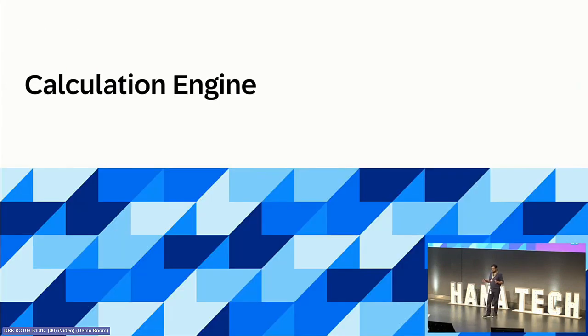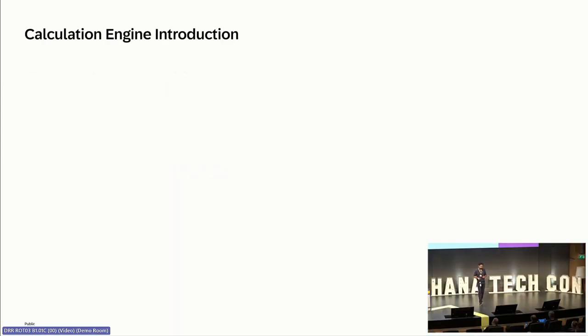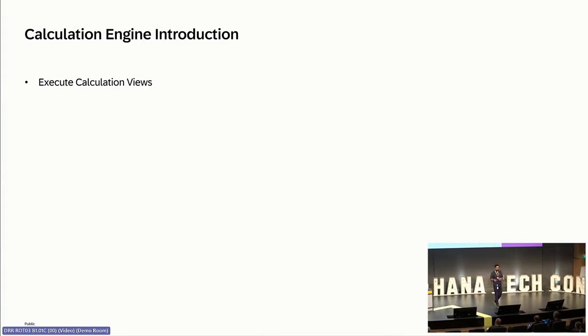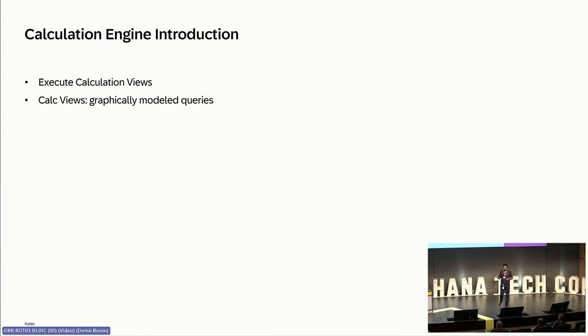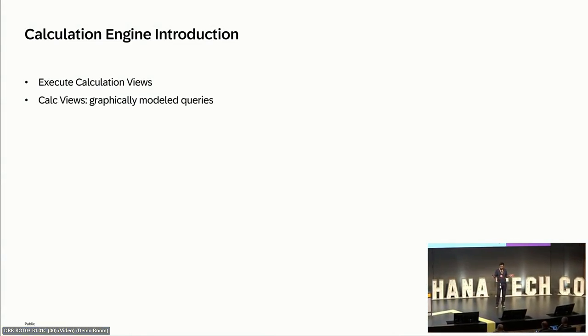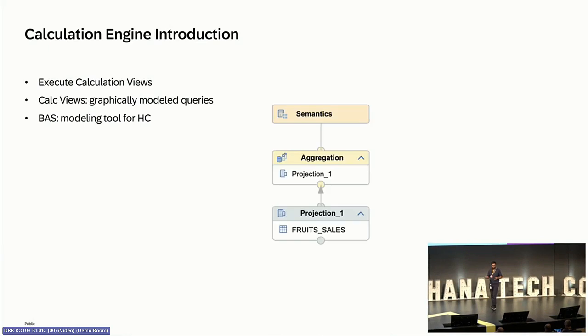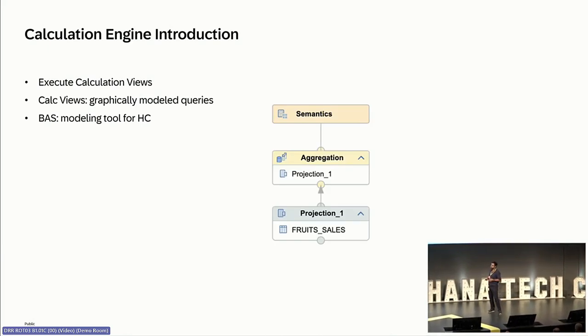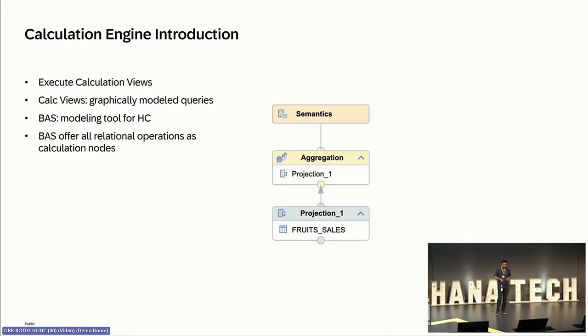But we will start first with the calculation engine. Why? Because it's one of the legacy engines, actually, but it still exists, though its role shifted a little bit in order to delegate the execution to HEX, and we'll see how it works. So what's the calculation engine? Basically, it's the only component in HANA that's able to execute calculation views. As you might already know, calculation views are graphically modeled queries that you can model using our modeling tool, such as BAS.